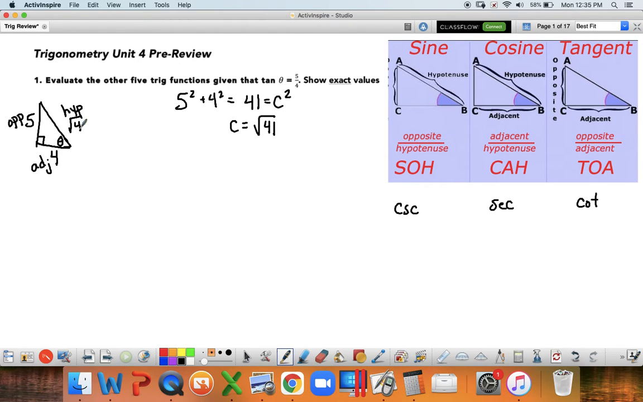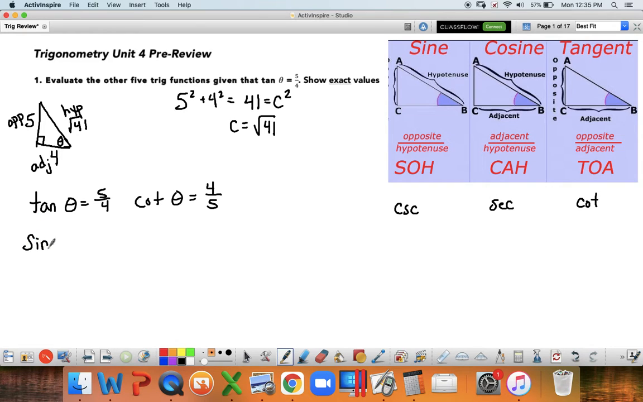And let me just double check. There's no perfect square that goes into 41. No, there is not. So now that I have all of my sides labeled and I know my main angle there is theta, I can go ahead and fill out all of the other information. So since the tangent of theta was 5/4, let's just write down the cotangent of theta, which is just going to be the reciprocal, 4/5.